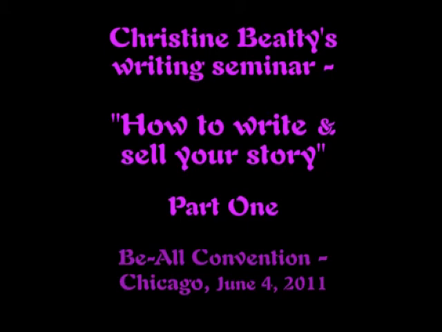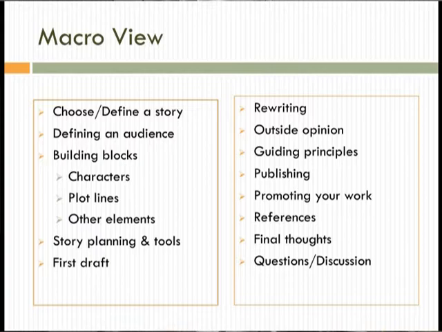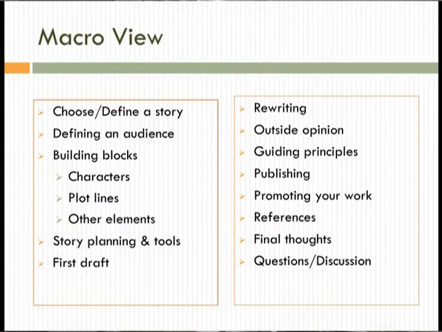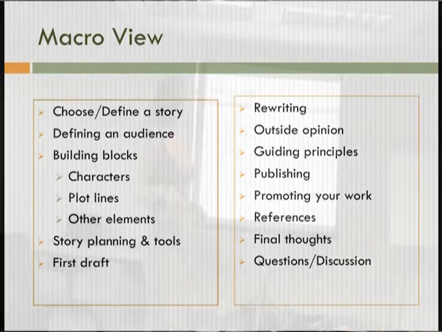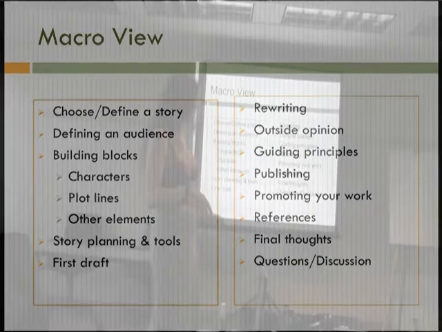Basically, this is what we're going to be talking about: first of all, what story do you want to write? Who are you writing it to? What are the basic elements of that story? And then how are you going to plan out that story? Some various tools you can use to plan your story out. How to finish a first draft, rewriting, getting an outside opinion, overall guiding principles to writing, how to get published, promoting your work and references, reference materials that you can use, final thoughts, and then discussion.